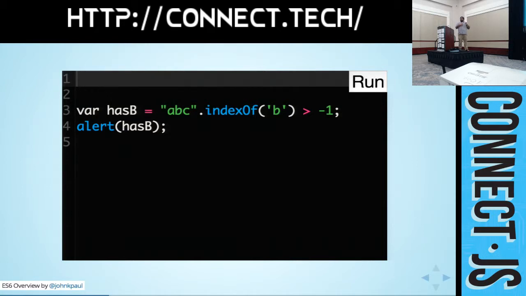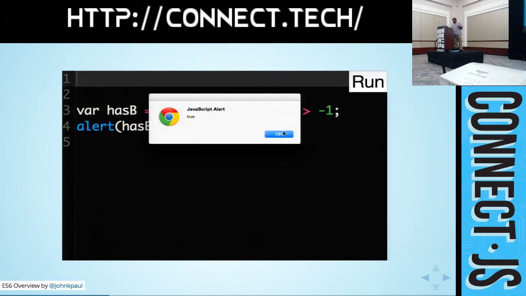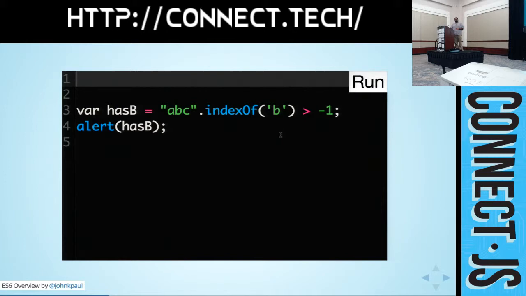I look at that and I still have to mentally process, why am I checking against -1? What is this code actually trying to do? And if I run this, this actually works. If I get my mouse somewhere. There, the letter b is in the string.